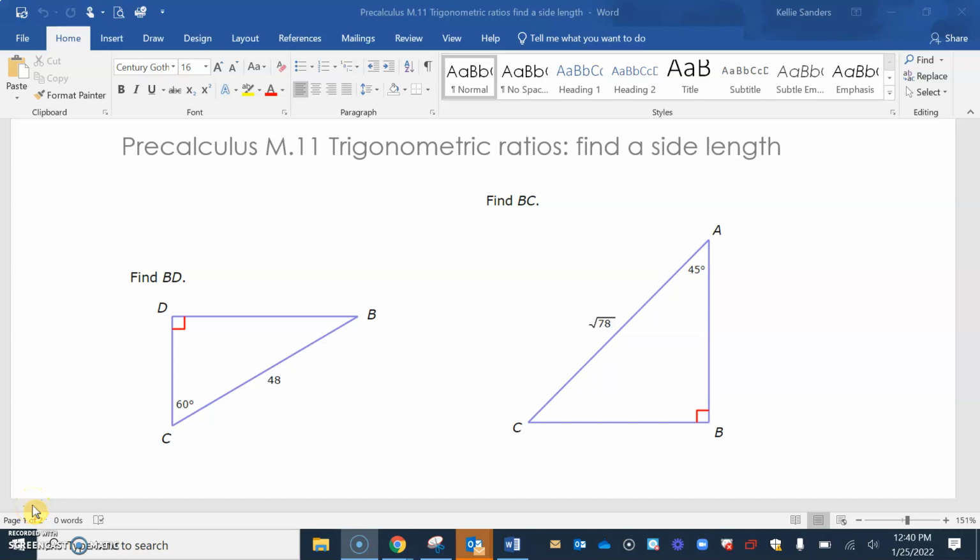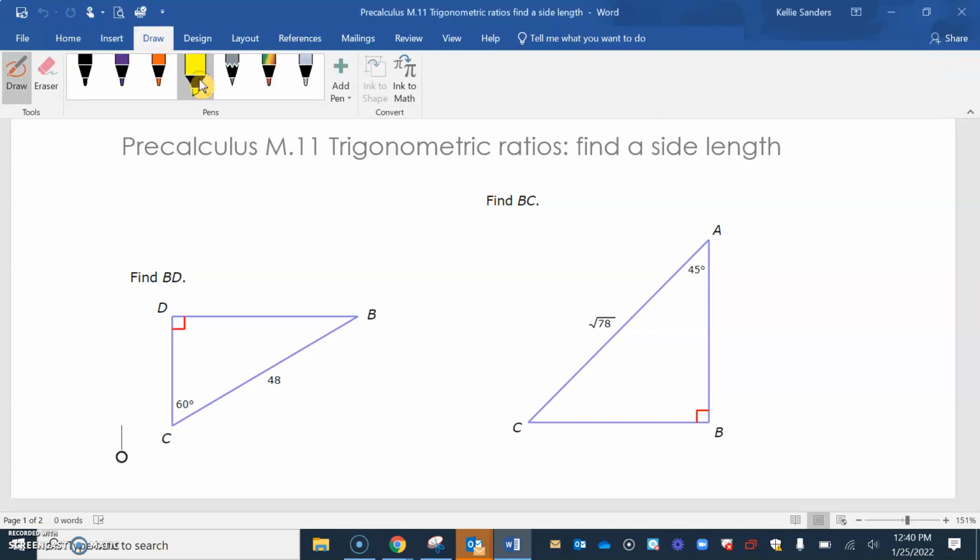Okay, now we get to the fun stuff. M.11 trigonometric ratios, find a side length. And on these, you're basically just going to use sine, cosine, or tangent depending on what you're given and what you are wanting. On this one, we are wanting BD.